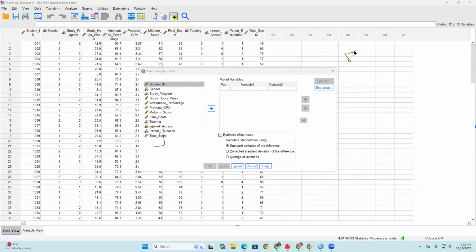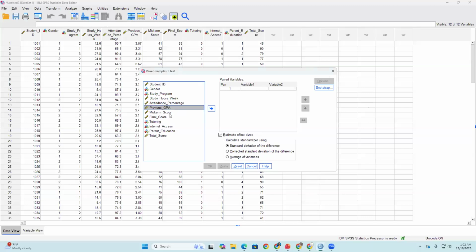Okay, what is our hypothesis? Our null hypothesis is that there is no difference between the final and the midterm score after going through the program. The alternative is that there is a difference between the midterm and final score after going through the tutoring program. So this is our null and alternative hypothesis. Now we are going to apply the statistical test. What are we going to do? We are going to pair two variables.